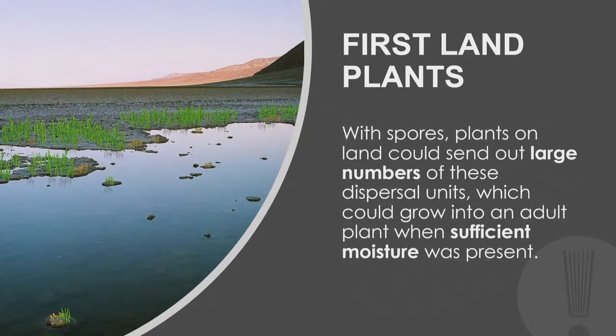With spores, plants on land could send out large numbers of these dispersal units, which would grow into an adult plant whenever sufficient moisture was present. A lot of those spores landed in dry areas and weren't able to reproduce, but the ones that landed in moist areas were able to grow into new land plants. So in this time, plants still have to stay pretty close to water. They're not able to get too far away from water.